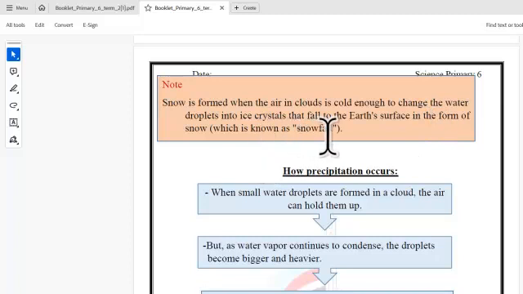Snow is formed when the air in the clouds is cold enough to change the water droplets into ice crystals that fall to Earth's surface in the form of snow, which is known as snowfall.